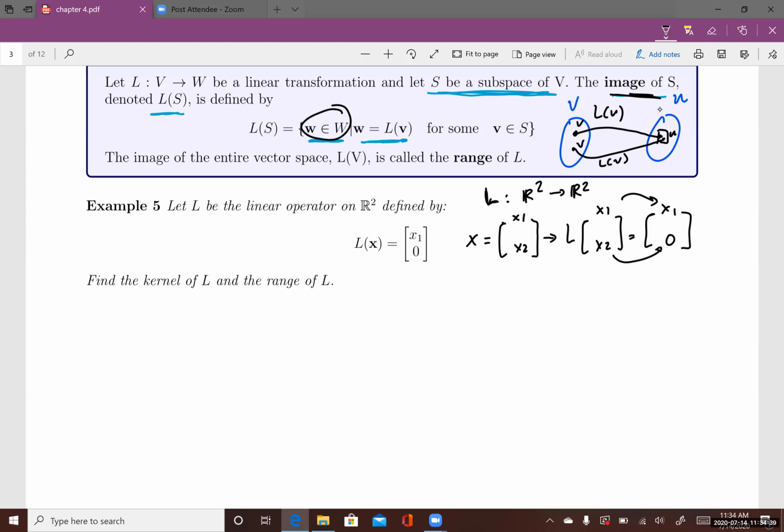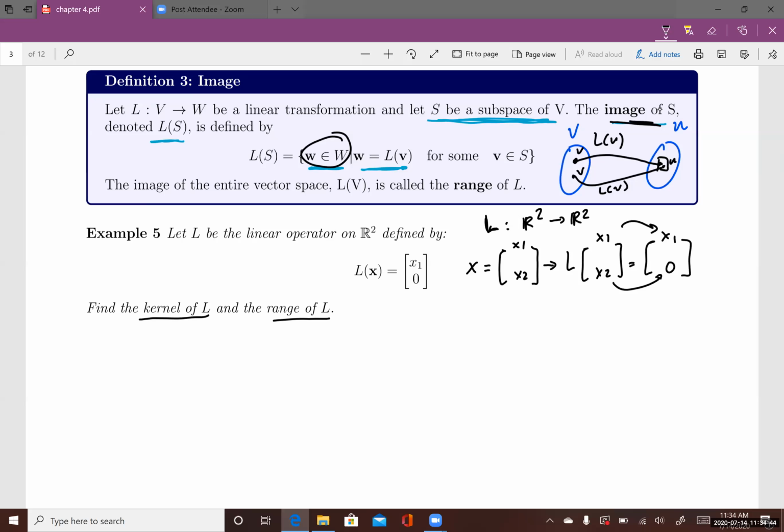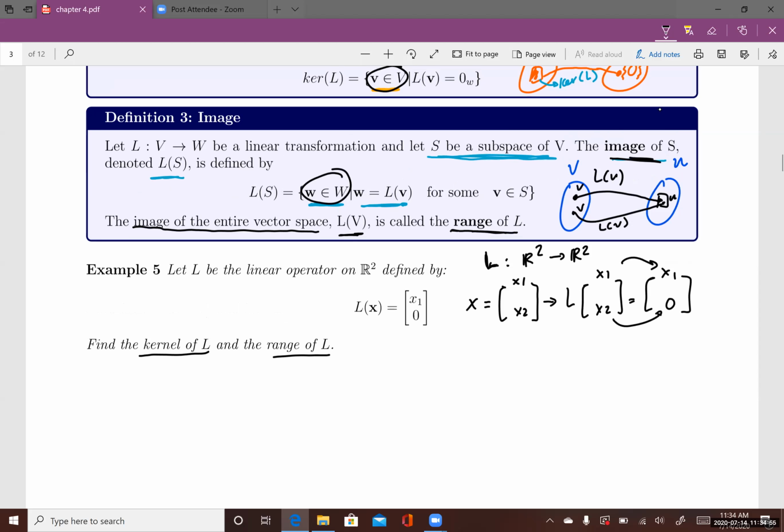Then the question is, can you find the kernel of L and the range or the image of L? If you look at the image of the entire vector space, L(V), it is called the range of L. If you just look at a subset, then it's called an image.